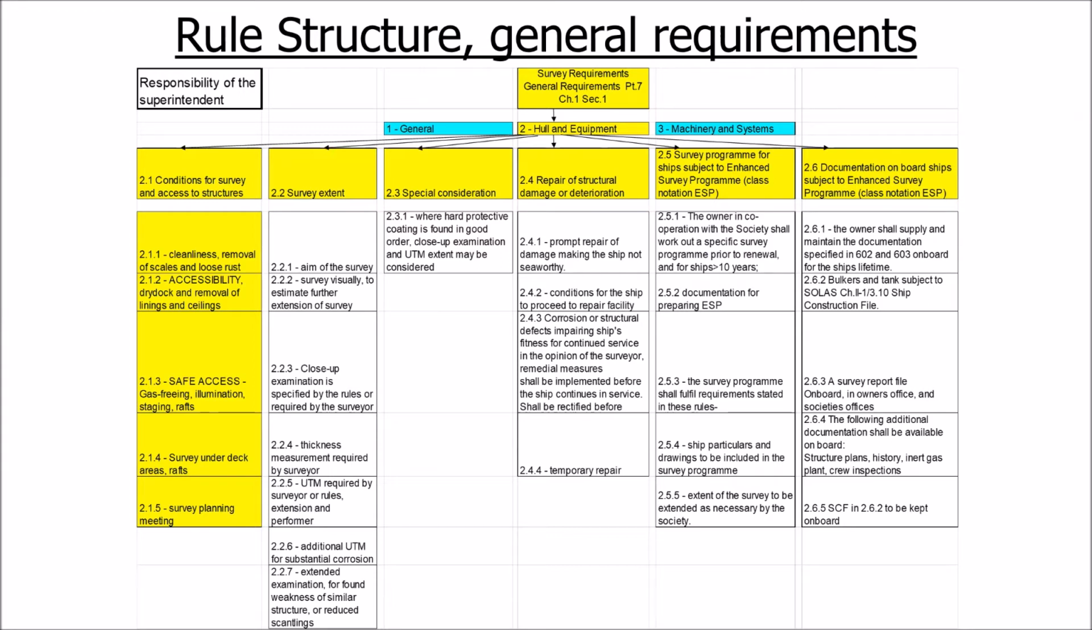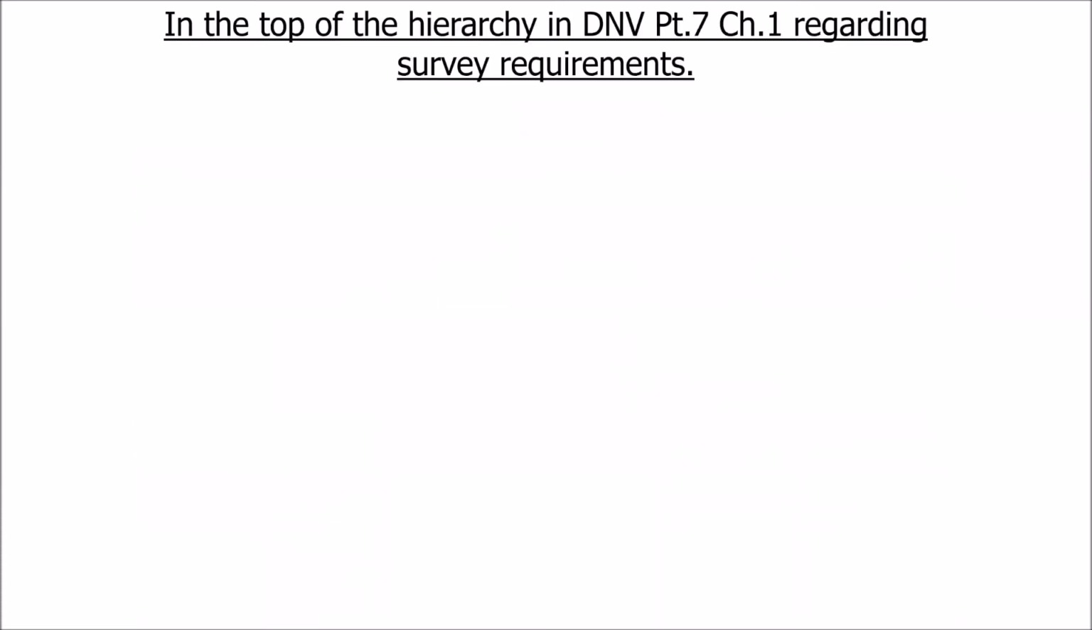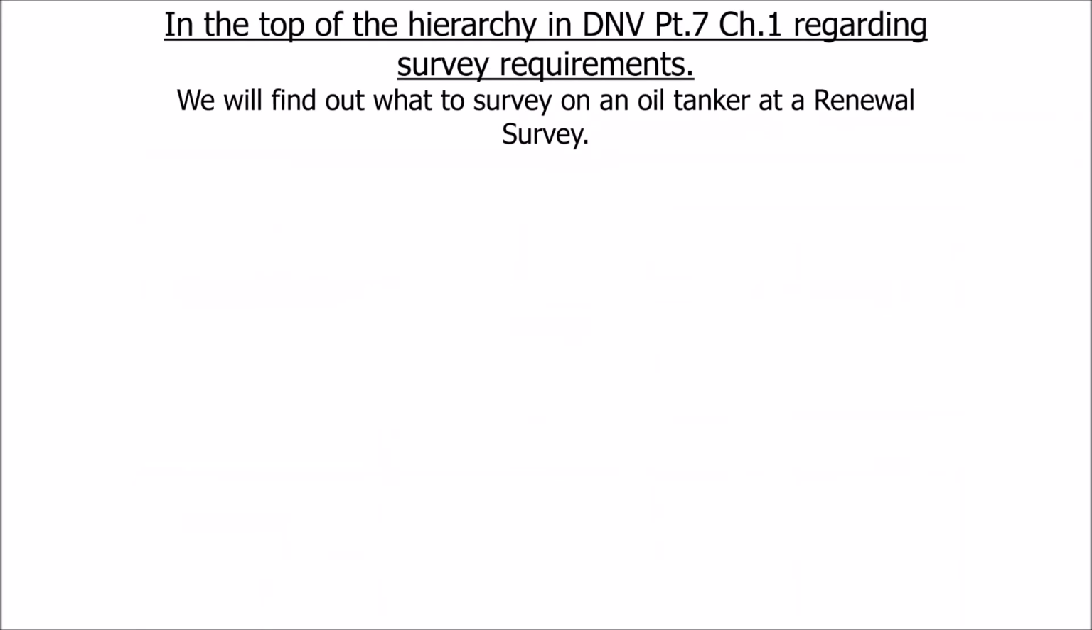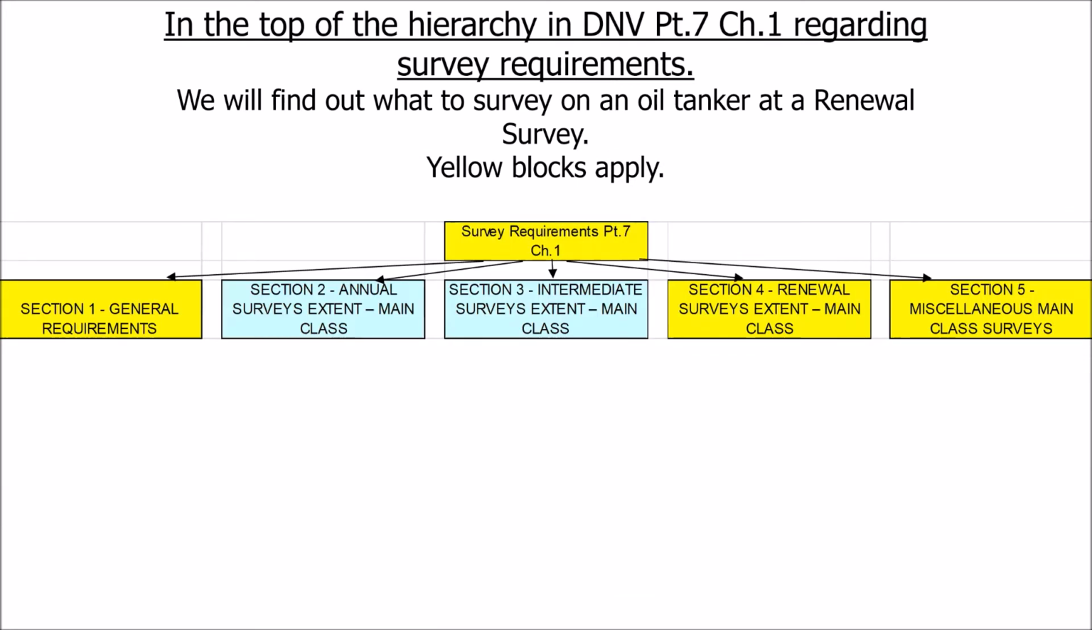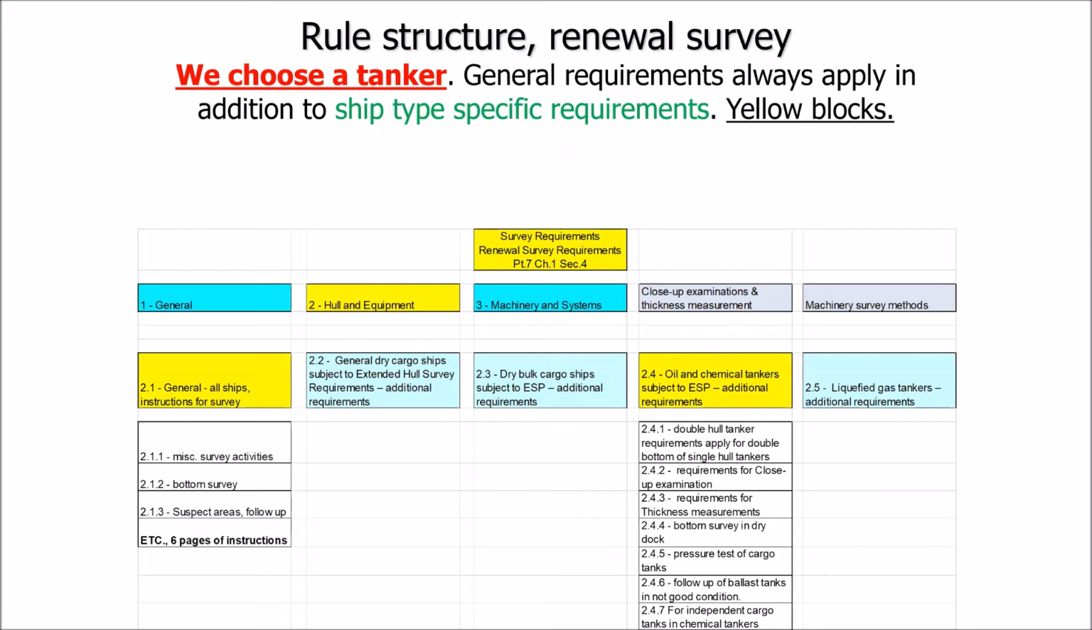Under hull and equipment here, we have cleanliness, removal of scales and loose rust, accessibility, safe access, gas freeing, illumination. You're supposed to arrange illumination in those tanks that are going to be surveyed. And then we have also the next view here, about this. The big one here, section 4, renewal survey extent main class with a ship type specific items to check. And then we go to this one and we see this.